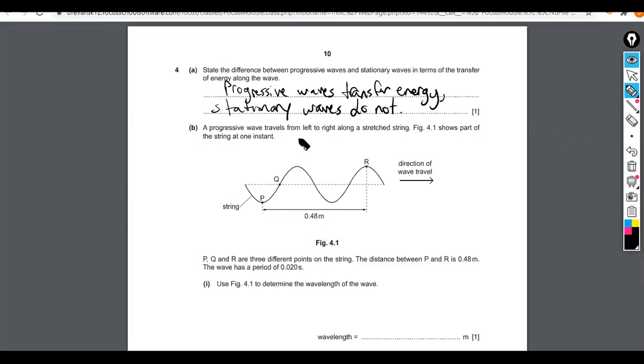A progressive wave travels from left to right along a stretched string. Figure 4.1 shows part of the string at one instant. P, Q and R are three different points on the string. The distance between P and R is 0.48 meters. The wave has a period of 0.020 seconds. Determine the wavelength of the wave.